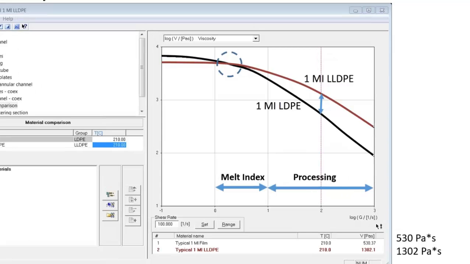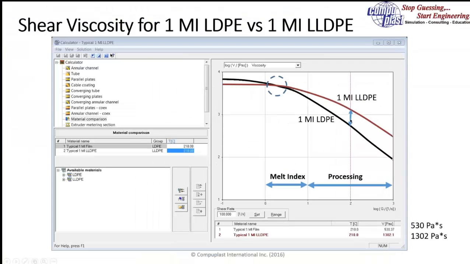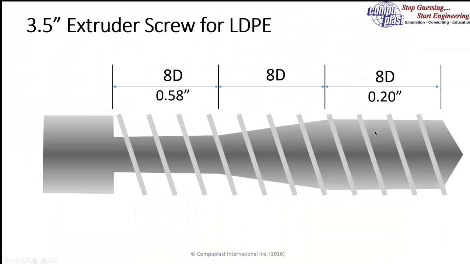And at this point, we can see that there's almost a 3 times difference in viscosity between the low density and the linear low density. The linear low density is more viscous. So if we have a screw that's been designed for the low density, so here I show a kind of general purpose compression screw, and I'm going to perform a simulation on this screw design.